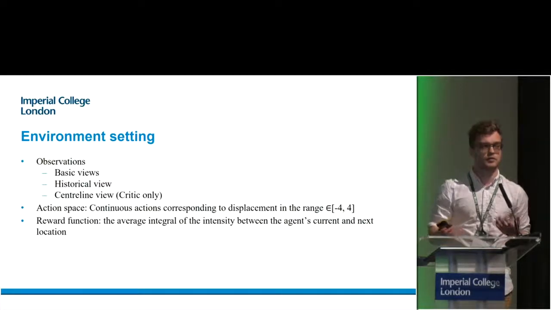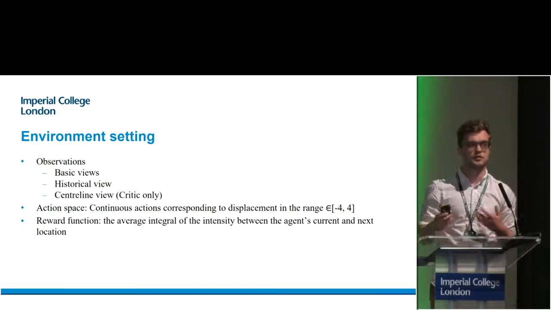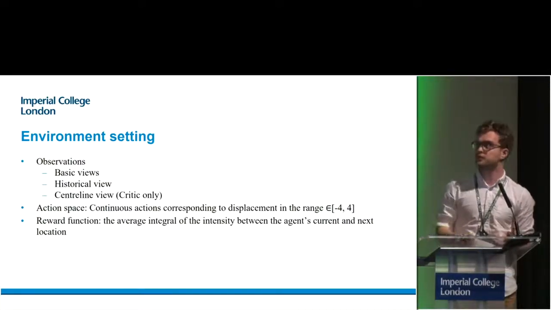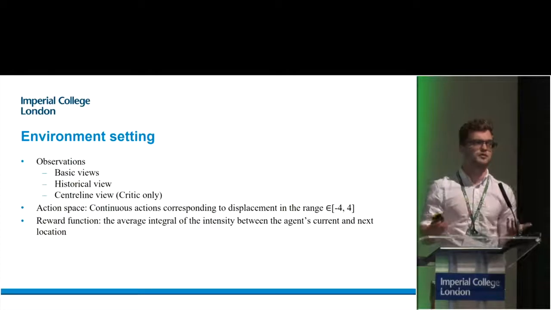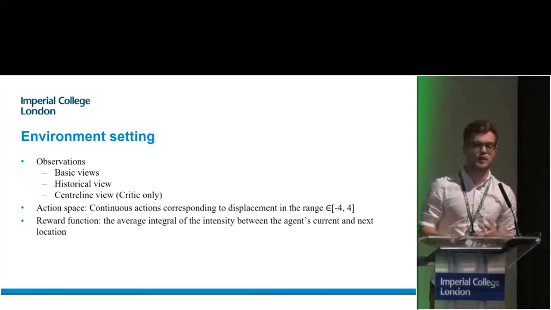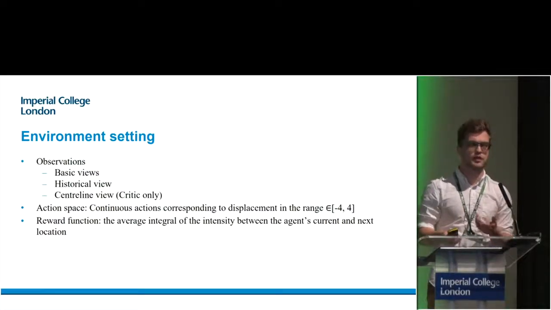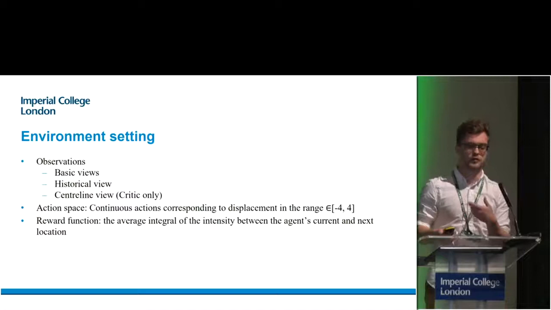So the reinforcement learning environment that we create, the environment is actually a 2D grayscale microscopy image. The observation given to the reinforcement learning agent is a basic view around the agent's position, a view of the historical path of the agent, and we also provide to the critic network of the RL algorithm a centerline view of the axon. The action space of the agent are continuous actions at subpixel level, corresponding to a displacement in the range of negative 4 to 4 pixels.